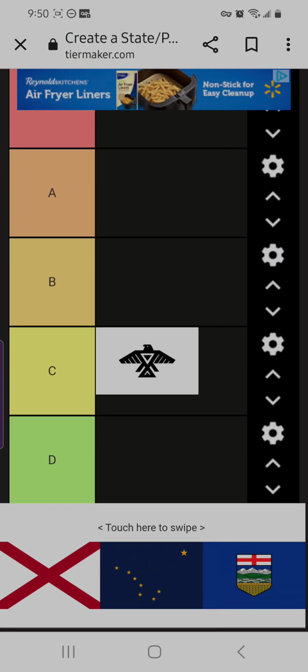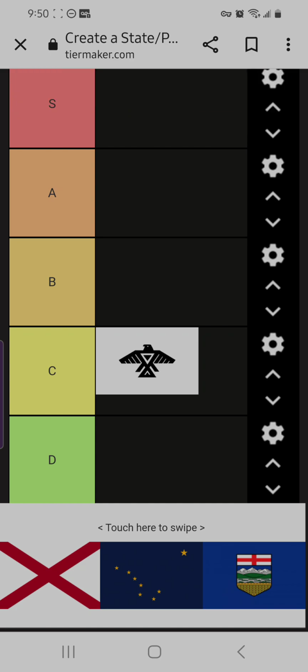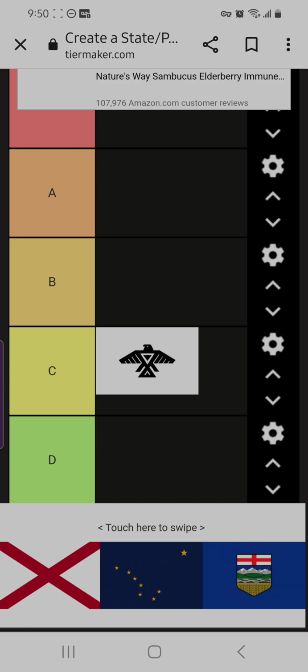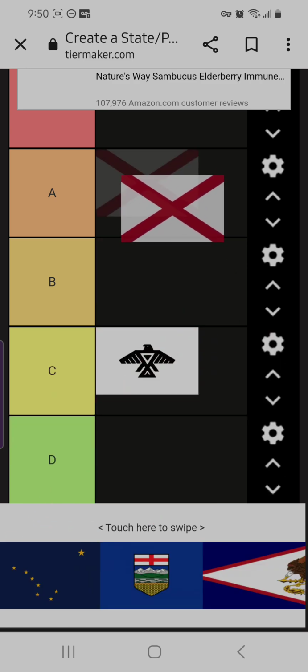Alabama's flag. It's pretty much like the Spanish flag, the old Spanish Empire flag. It's a pretty cool design. I mean, it has an X. It's a pretty simple design, but it's pretty iconic and simple, which is what a flag is good at.